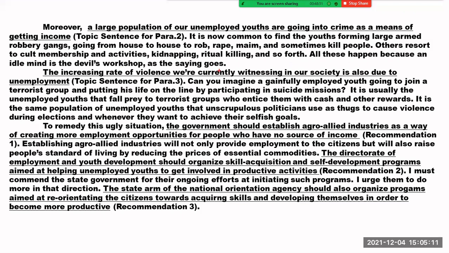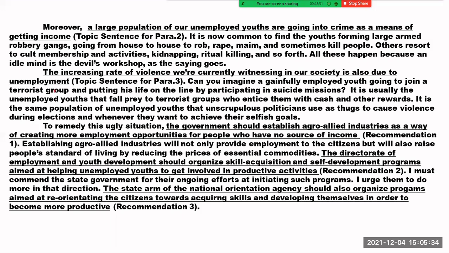So you have supported this topic sentence, this key point, in which you are saying that a large population of the unemployed youths are going into crime, which means a rising rate of crime is one of the evils of unemployment. That's what we have discussed in that paragraph.